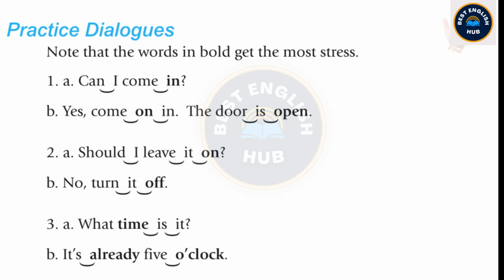Dialogues for practice. Linking consonant to vowel. Many of the words in the following sentences end in a consonant and the following word begins with a vowel. Notice how smooth the sentences sound when these words are connected.